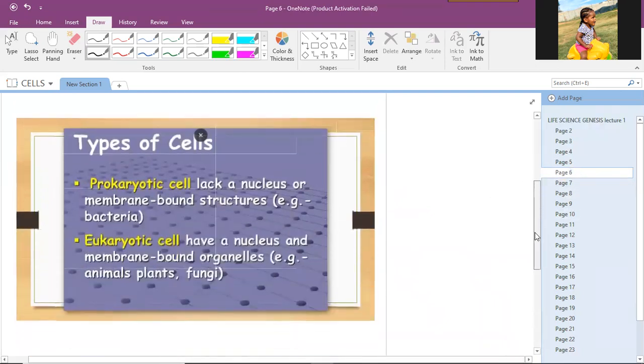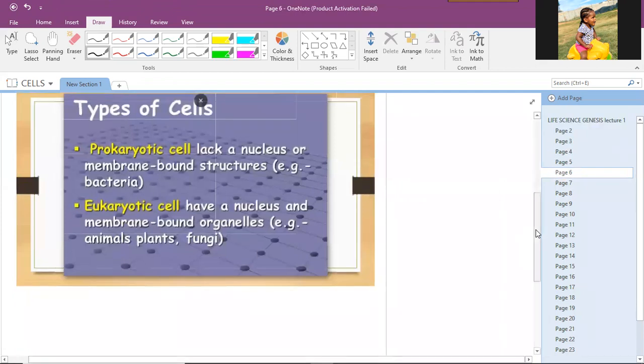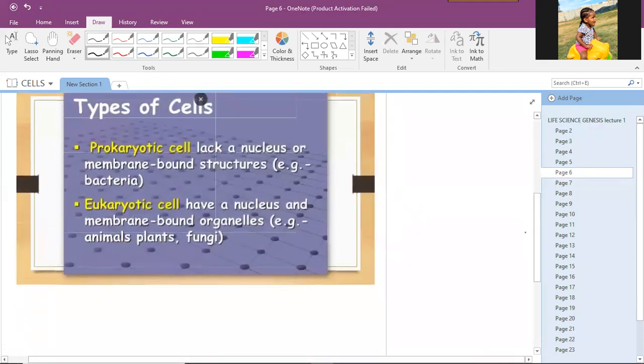If you don't understand biology, you'll just be saying, I can't understand this. So you have to understand the structure and also the function.